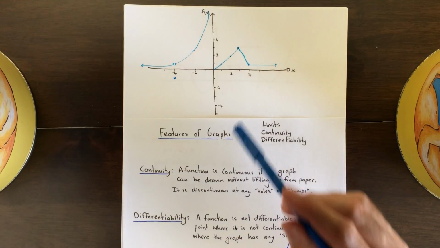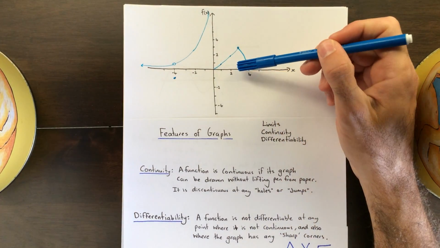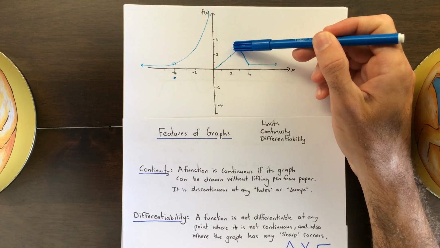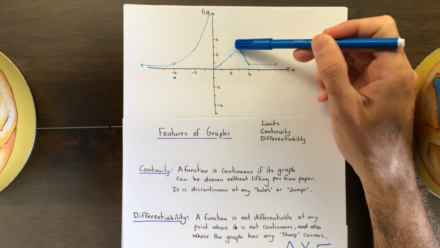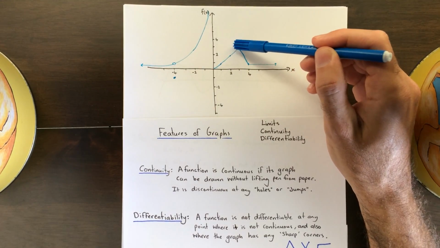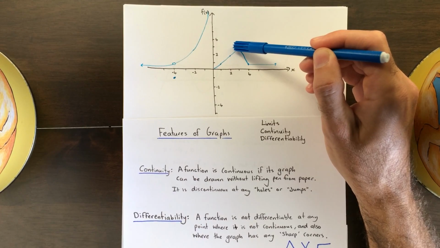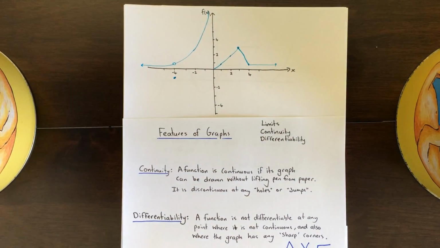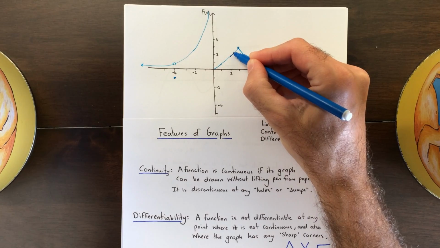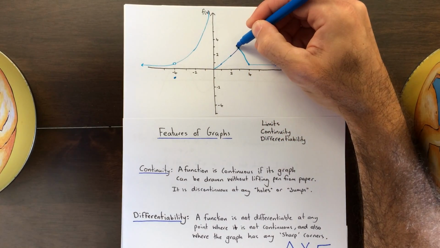So the reason for that, like if we look here at x equals 3, there's obviously a corner here. So if I tried to find the gradient when x equals 3, the question is, is it the gradient going this way, or is it the gradient going this way?